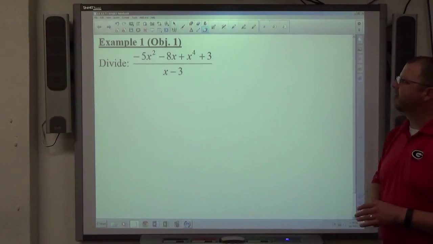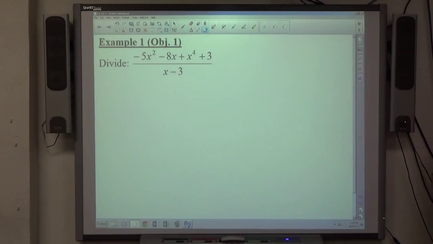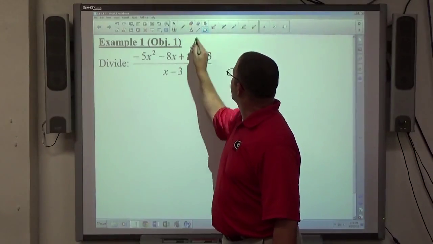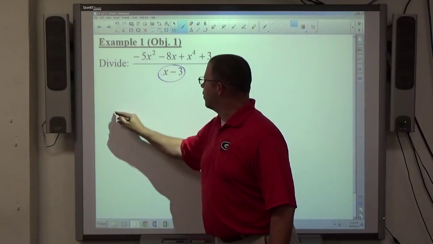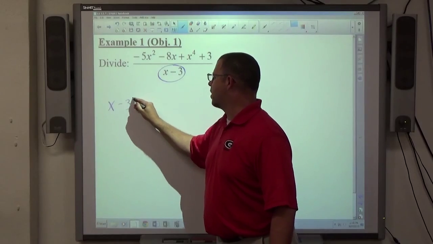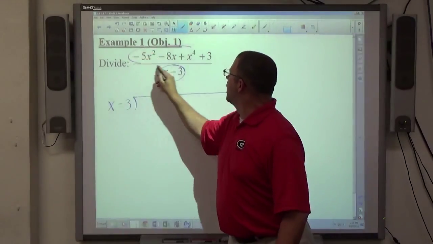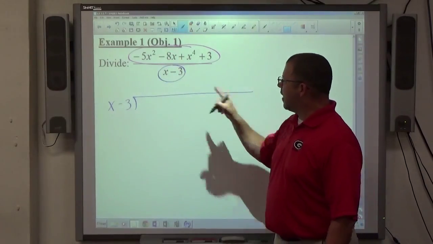Example 1, divide negative 5x squared minus 8x plus x to the fourth plus 3 over x minus 3. We're dividing by x minus 3, so that goes outside the quotient bar. And we're dividing into this, and that goes underneath here.